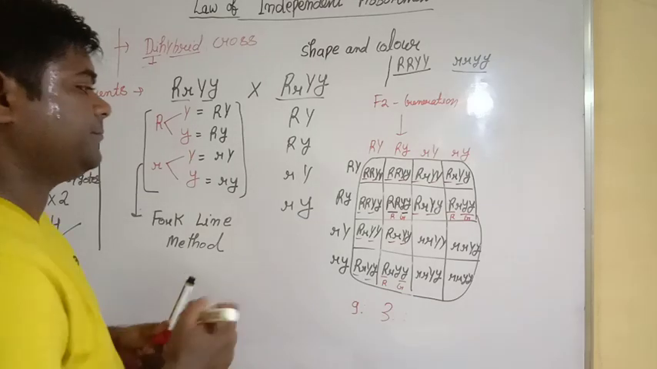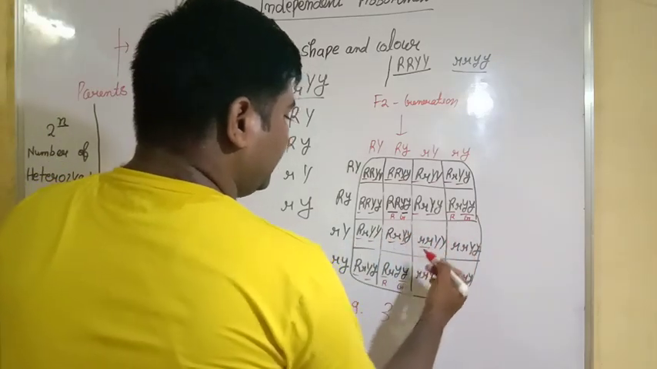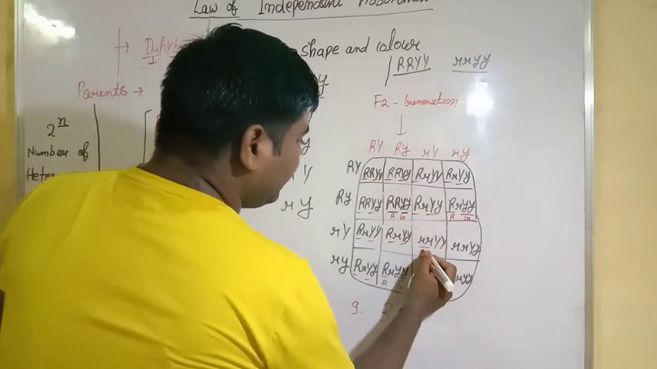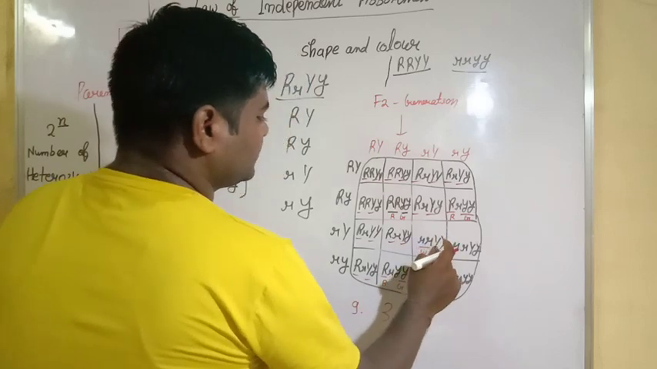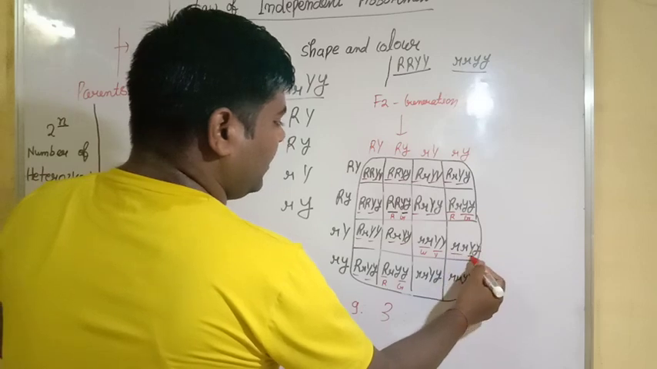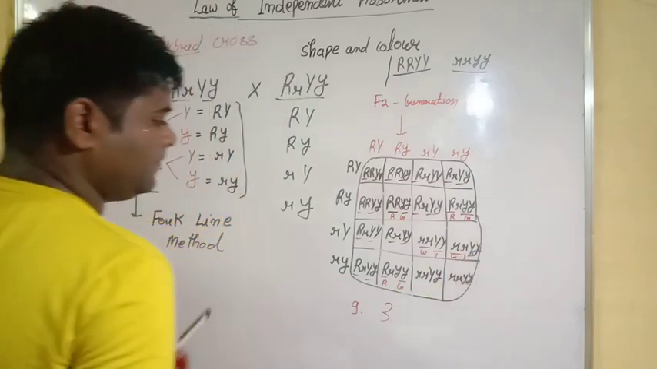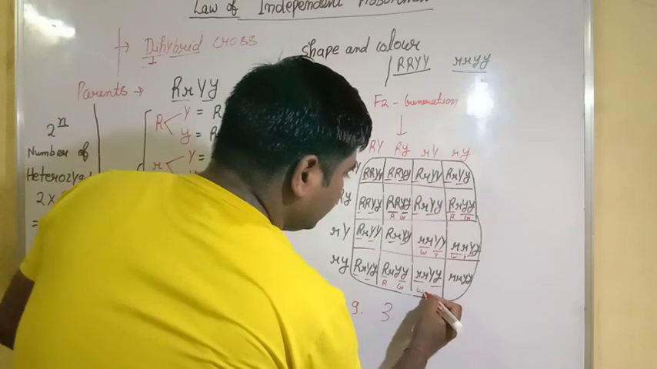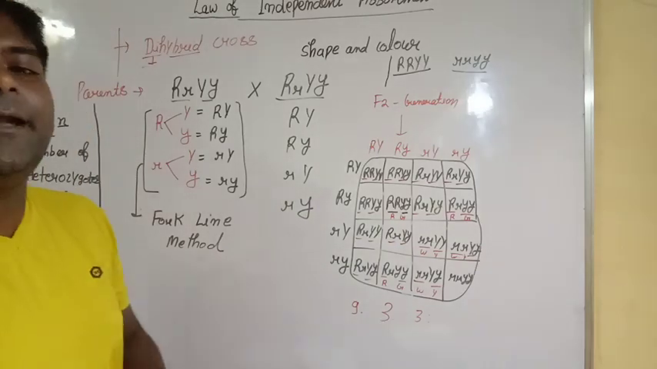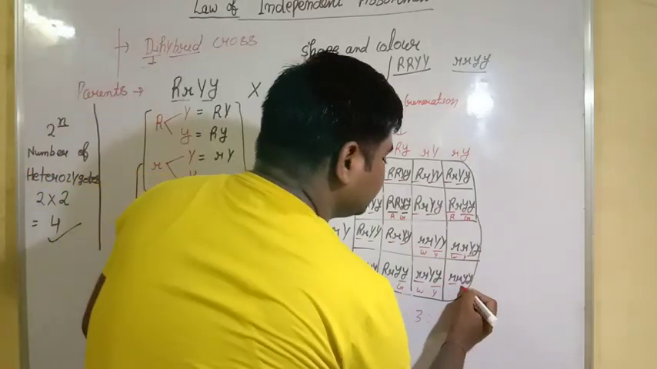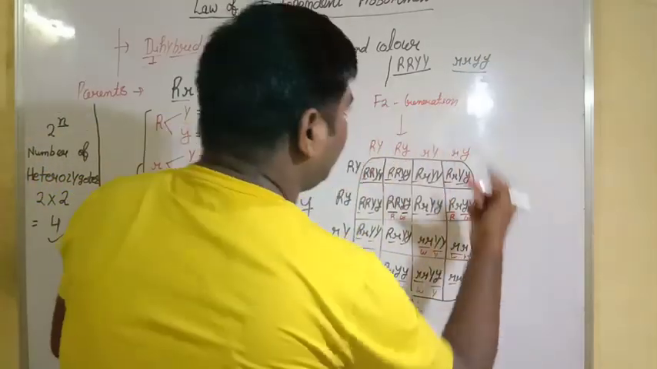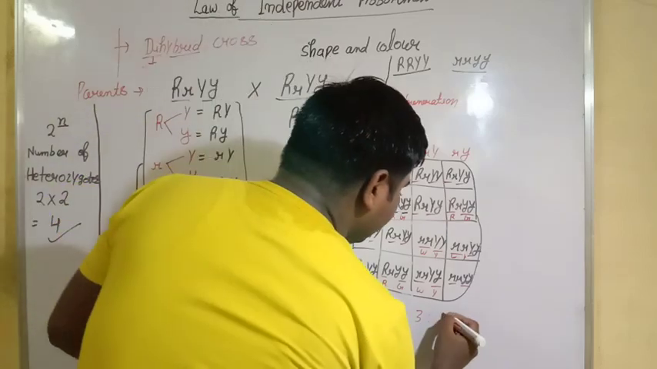Now come to the next situation. Here we have that one, wrinkled and yellow. Wrinkled and yellow. 3 we have wrinkled and yellow. And then the last one is where both the factors are recessive. So we had this condition, and what is this condition? Wrinkled and green, that is 1.